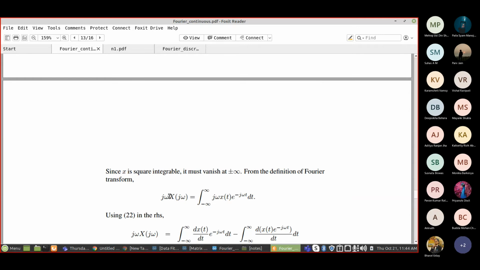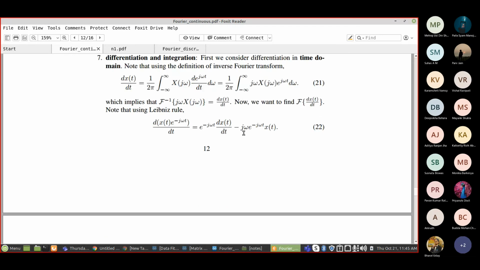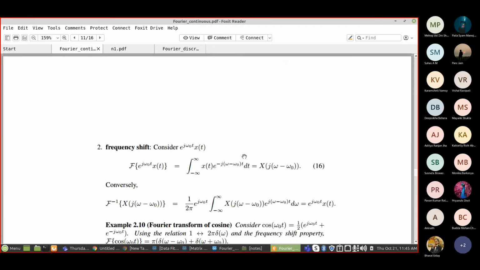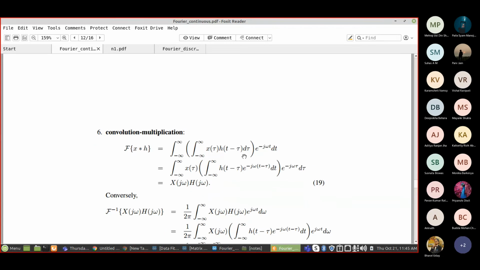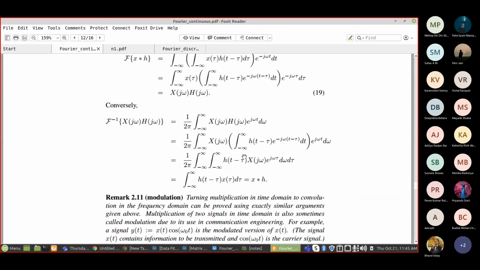Okay. So we know from the definition of Fourier transform that X(jω) is the integral of x(t) times e to the power minus jωt. And now just multiply both sides by jω. And now we are going to use this expression. So jω, sorry, where was I? Yeah.